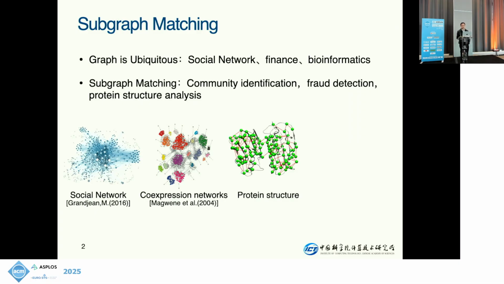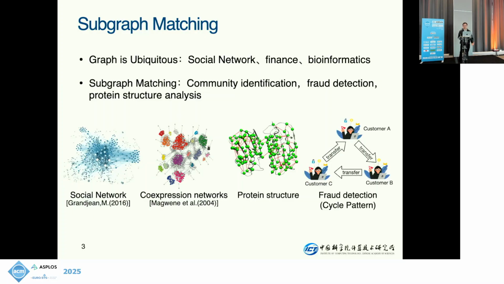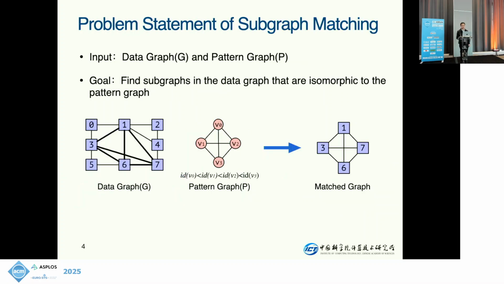We know that graphs are widely used in the real world, such as in social networks, finance, and so on. Subgraph matching is an important graph analytics task to obtain structured information. For example, in financial transaction graphs, we can do fraud detection by mining cycle patterns.